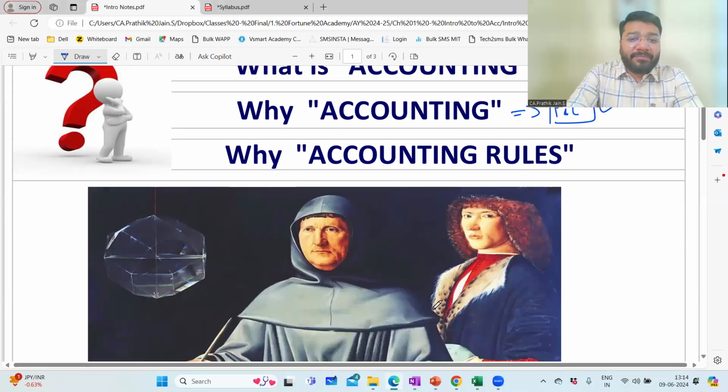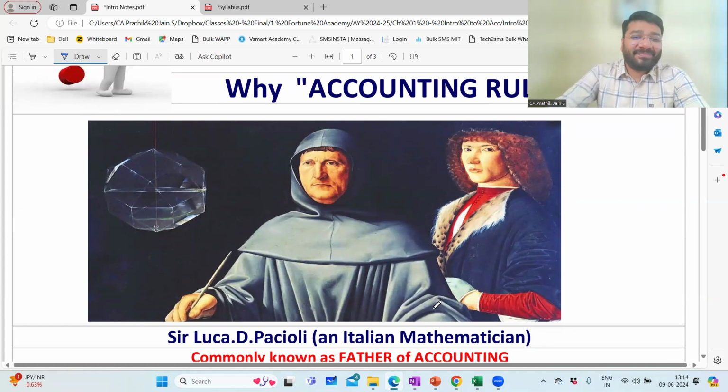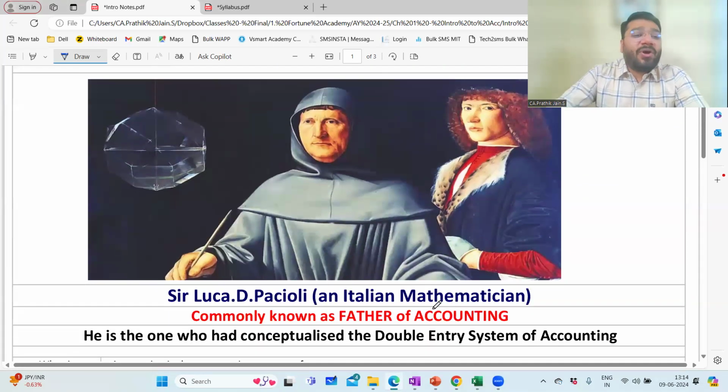Can you see this gentleman? Old man. Black and white picture. Little bit of color infused. So you guys can have a good look at this image. Who is this person? He is called Sir Luca di Pacioli. Sir, who is he, sir? He's an Italian mathematician and is commonly referred to as the father of accounting. For a second, you can forget anybody's father's name.